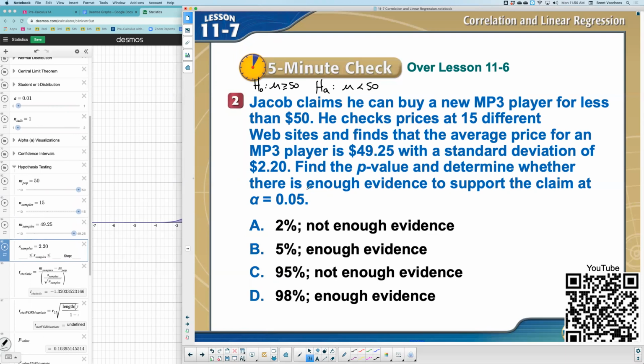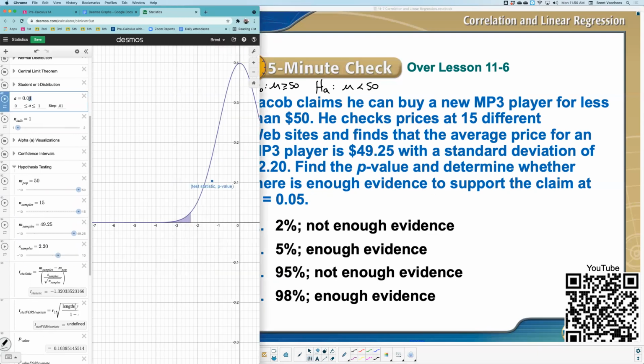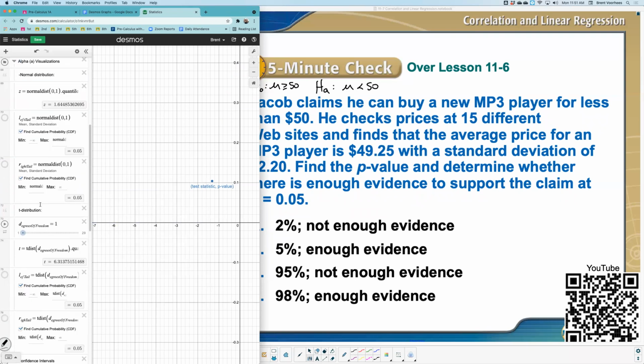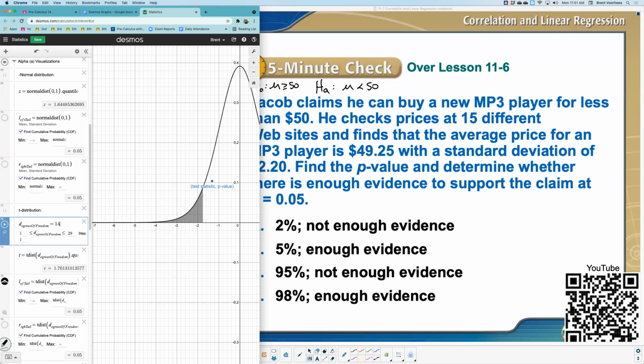Find the p-value, determine whether there's enough evidence to support the claim at alpha being 0.5. So let's go to 0.5. We want this to be one tail, but one thing I need to do is switch my visualization. We're no longer looking at the left tail as a normal because we're less than 30 samples. We're going to use the left tail of a t-distribution. And the degrees of freedom, remember, is 1 less than the sample. So it'd be 15 minus 1, which is 14.